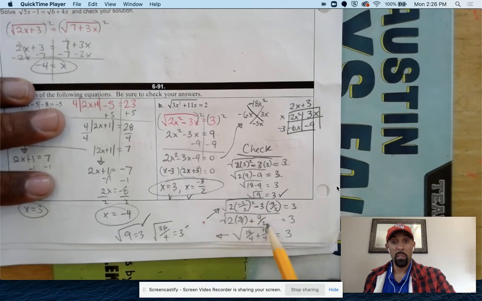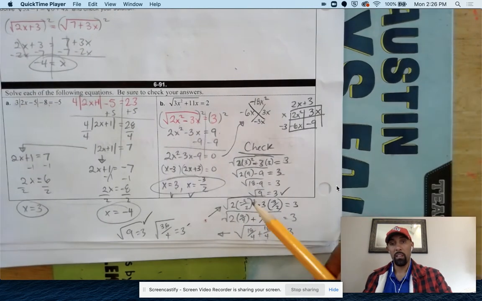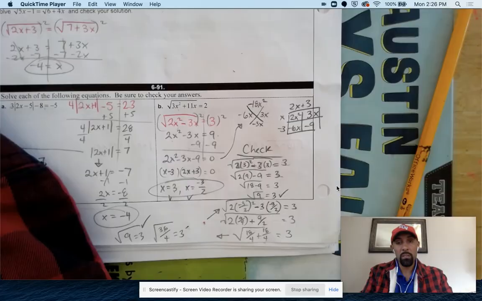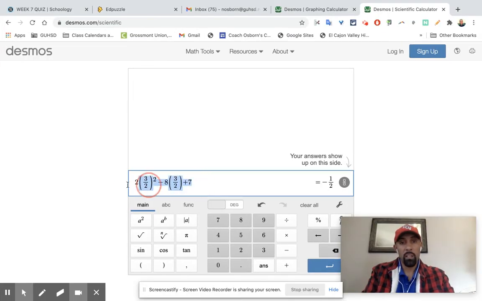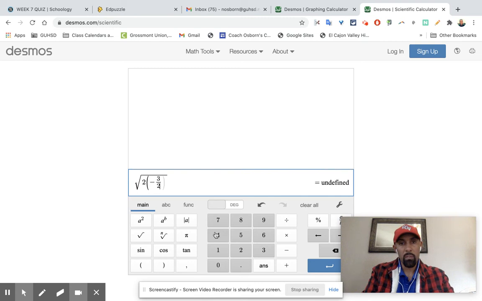So you can see I kind of worked it out by hand. You don't have to do it that way. You could literally take what I did here and plug that also into Desmos. So I could do it like this. I want to start with the radical first, and I'll do 2 times, I think it was -3/2, and then I got to make sure I put the little squared on the outside, and then minus, I think it was 3x, or 3 times my solution, so 3/2 there.